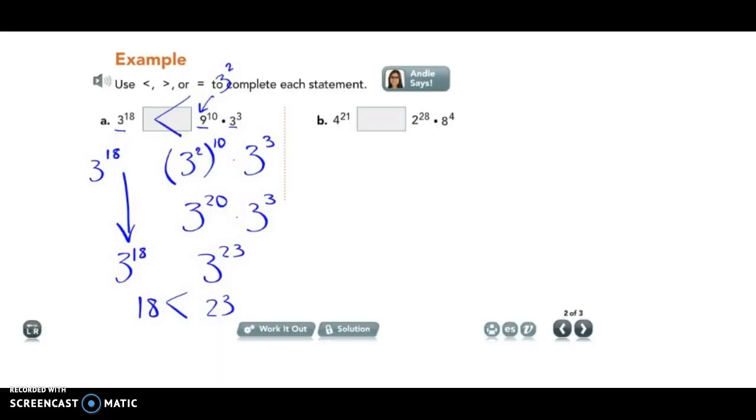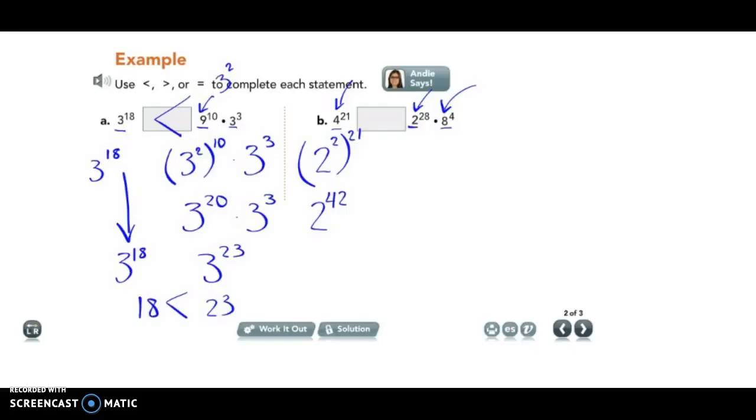So we're going to look at our bases. We have a 2, an 8, and a 4. So when we're doing this, we want to go as small as we can. Once I know that, my 2 is the smallest, and then I'm going to take a look. 4 and 8 are both powers of 2. 2 is a factor of both 4 and 8. So 2 squared is going to be 4. So I'm going to change that over, and that's going to give me 2 to the 42nd power.